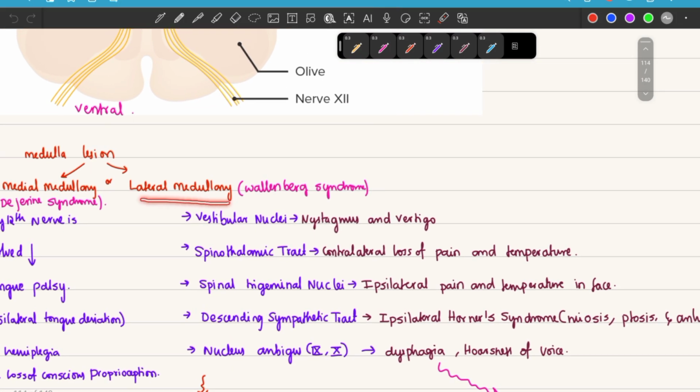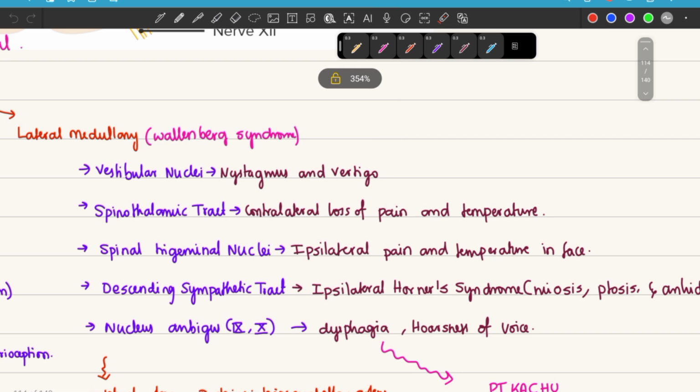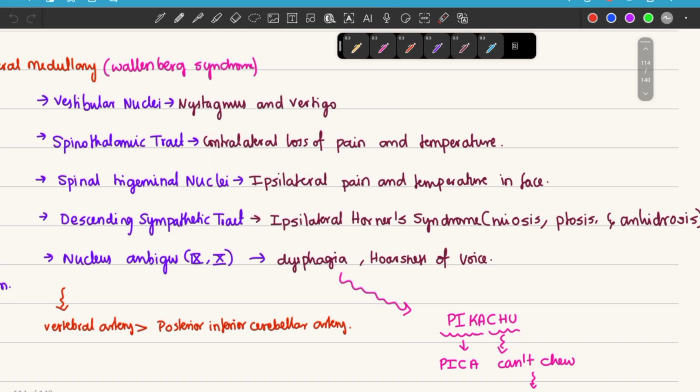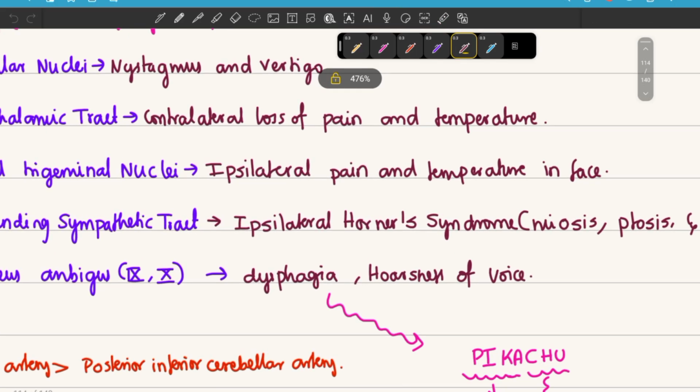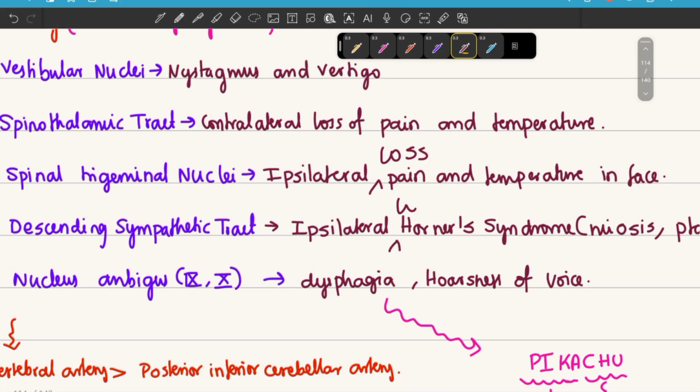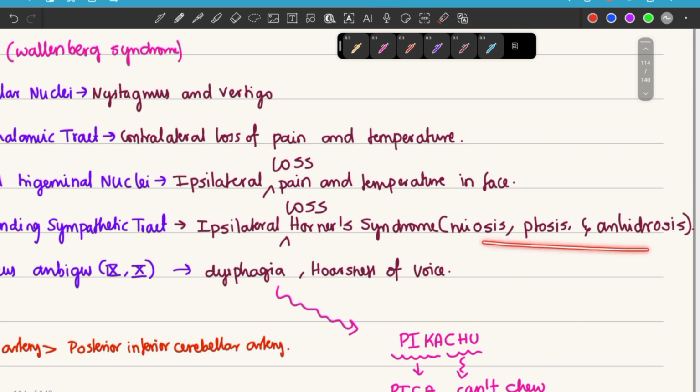Whereas the lateral lesion, that is the lateral side of the medulla, is called Wallenberg syndrome. The main complaints will be nystagmus, vertigo. This is when the vestibular nuclei are involved. Whereas when the spinothalamic tract is involved, contralateral loss of pain and temperature will be there. If the spinal trigeminal nucleus is involved, then there will be ipsilateral loss of pain and temperature of the face. Descending sympathetic tract, ipsilateral Horner's syndrome, where there is miosis, ptosis, and anhidrosis.